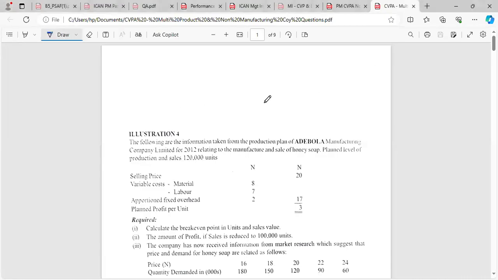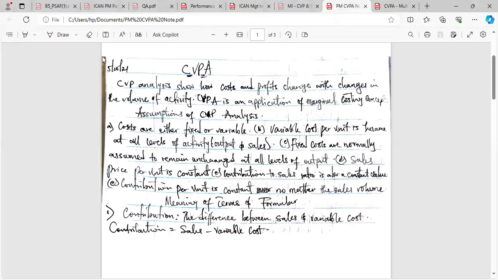So what we want to do now is more or less like a continuation of the main CVPA course, where we looked at CVPA proper and we solved questions on CVPA. Now, if you look at what we did earlier, we defined what CVPA is.